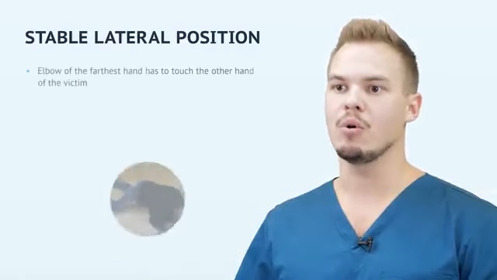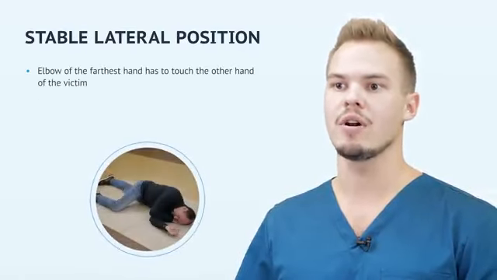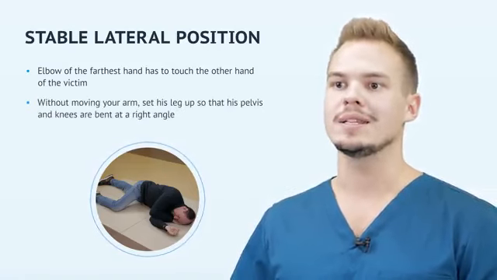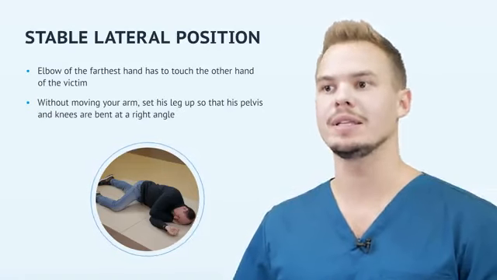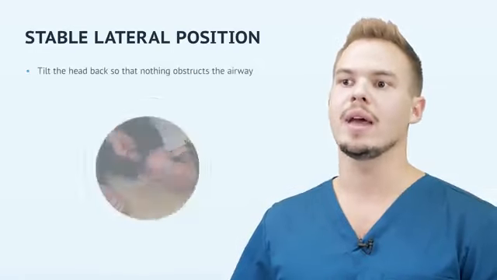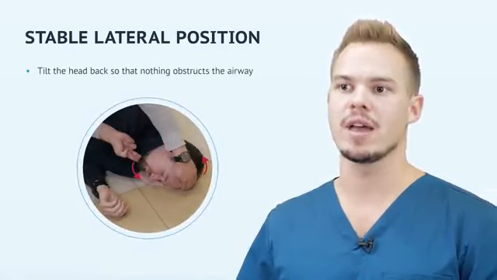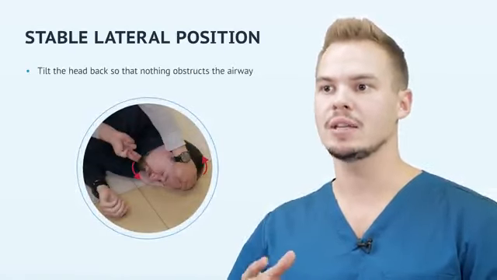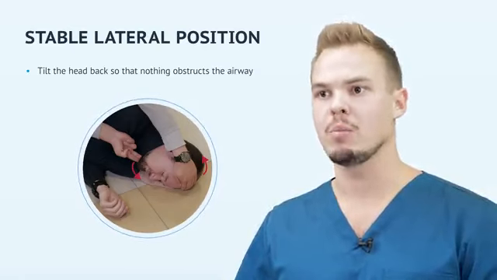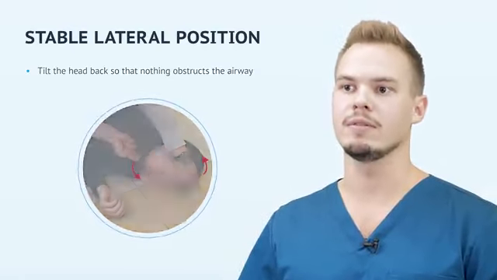Make sure that the elbow of the upper hand is touching the ground. Without moving your arm, set his leg so that his hip and knee are bent at a right angle. Tilt the head back so that nothing obstructs the airway. Adjust the hand under the cheek, if necessary, to keep the head tilted back. Make sure the mouth is open and facing the floor.